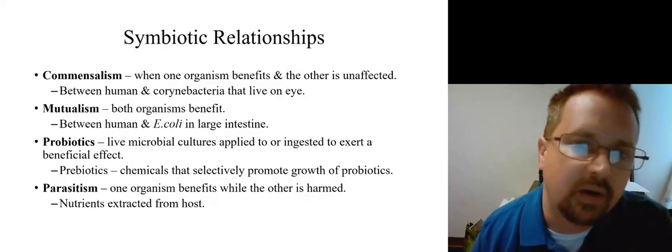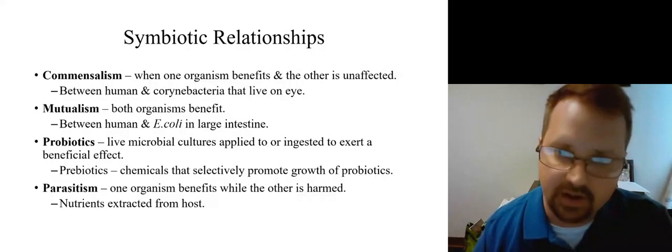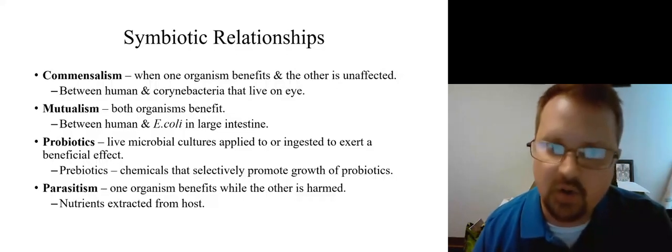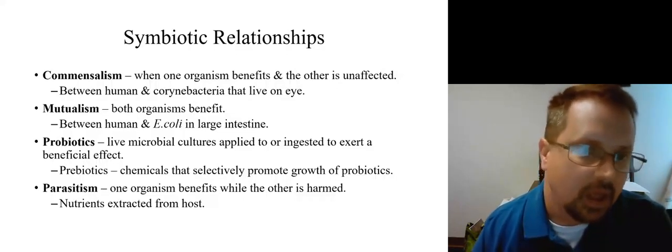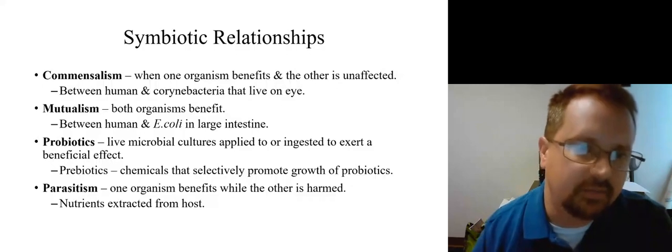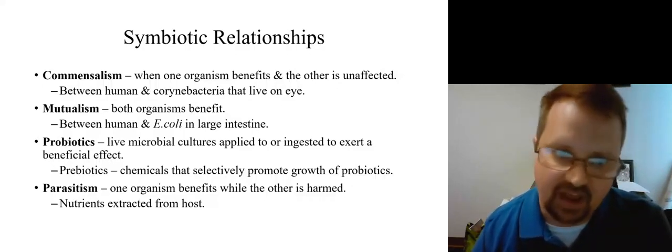Commensalism is when one organism benefits but the other is unaffected. So, for example, I live on you, I benefit, I don't hurt you, but I don't help you. Like the bacteria that live on our eye. Mutualism is when both organisms benefit. E. coli in the large intestine get a home and food, and we get vitamins from them.